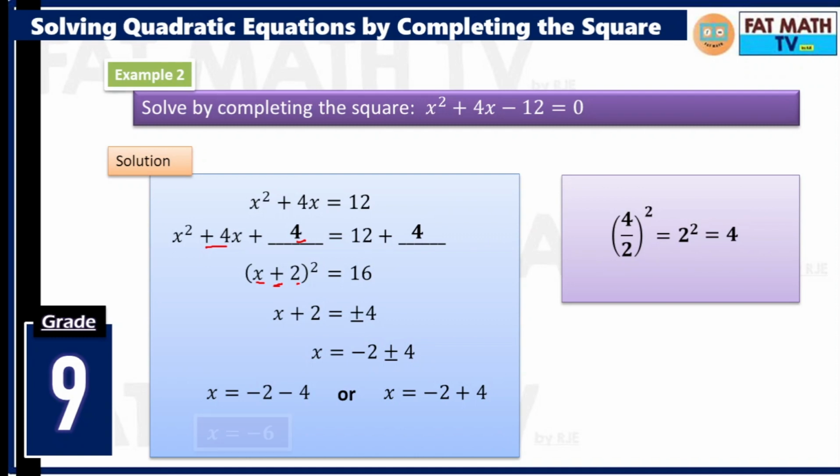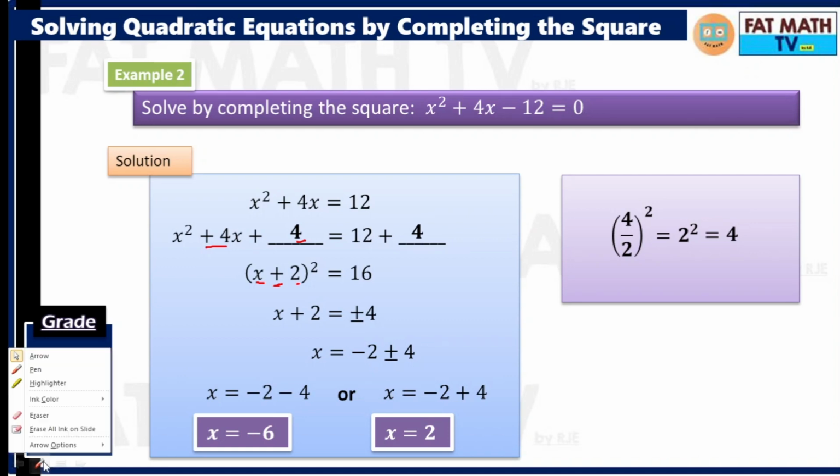For the first one, we have x equals negative 6. For the second one, we have x equals positive 2. And then if you will replace x equals negative 6 and x equals 2 to the original equation, you will get 0 equals 0.